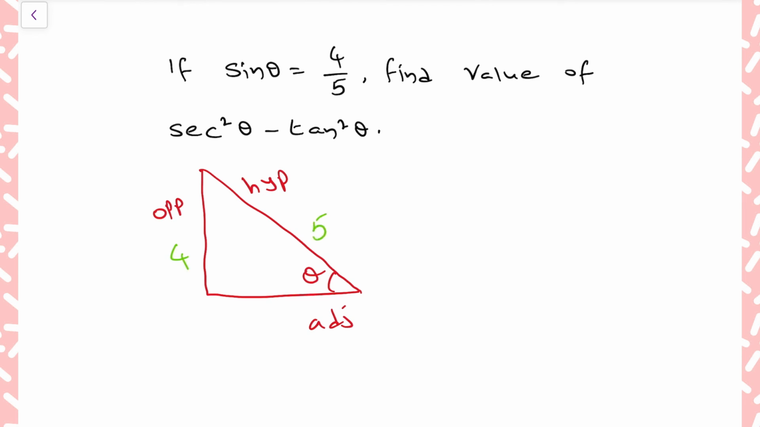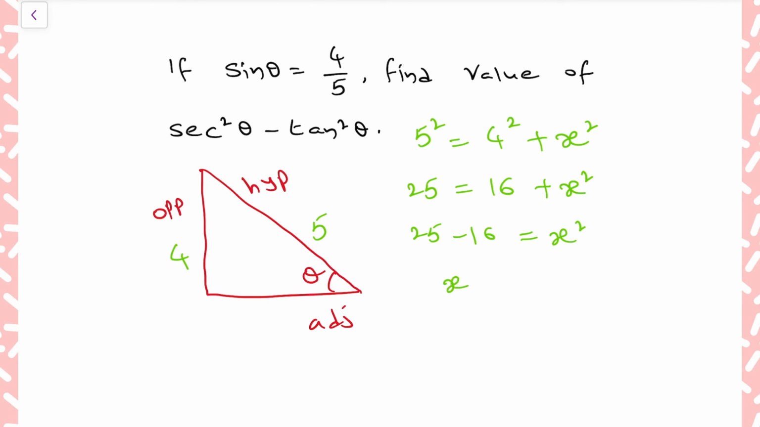Now by using the Pythagoras theorem, we need to find out the third side. So hypotenuse square equals first side square plus second side square. 5 square, 25, equals 4 square, 16, plus x square. Take 16 to the left side. So 25 minus 16 equals x square. So x square equals 9. Then what will be the x value? It is 3 units. So the adjacent side is 3 units.